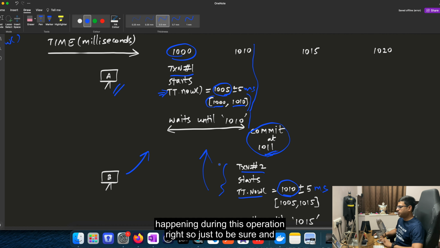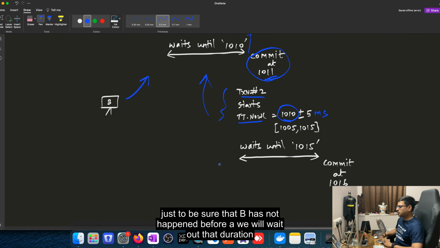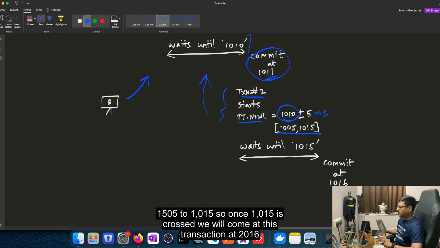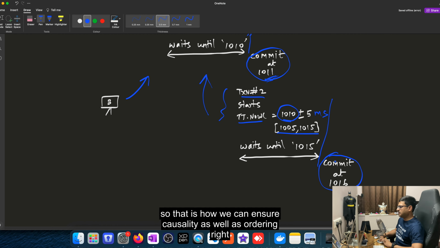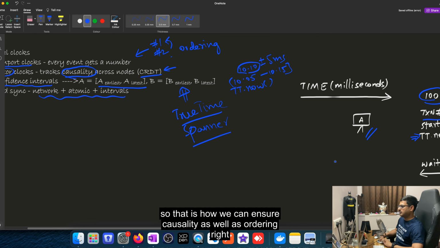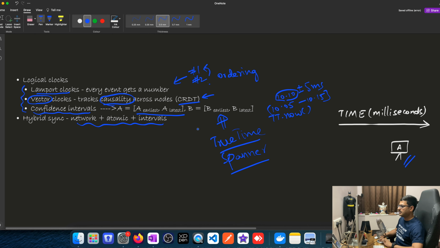Just to be sure that B has not happened before A, we will wait out the duration 1005 to 1015. Once 1015 is crossed, we will commit this transaction at 1016. That is how we can ensure causality as well as ordering. So that is how confidence intervals work.